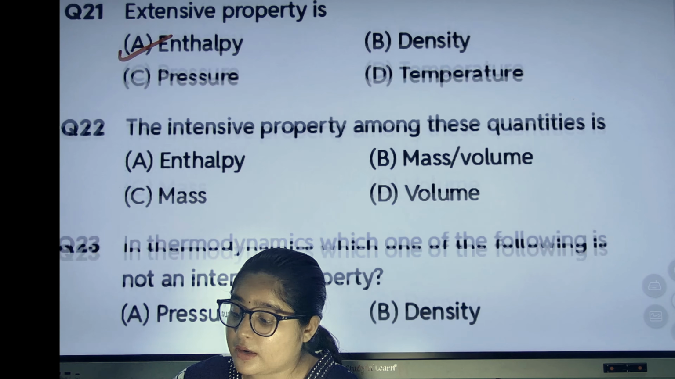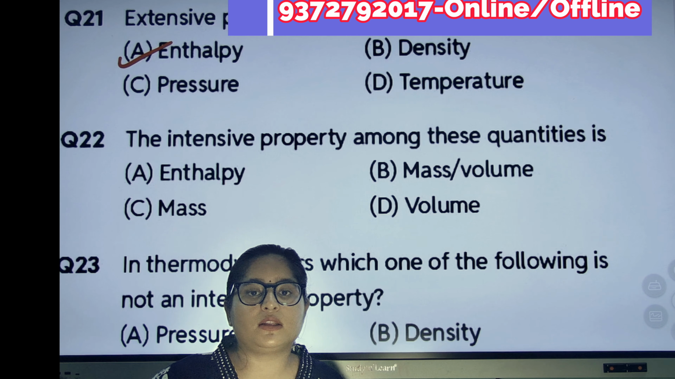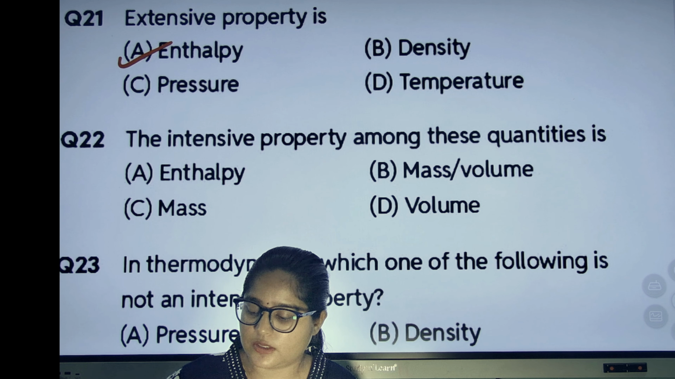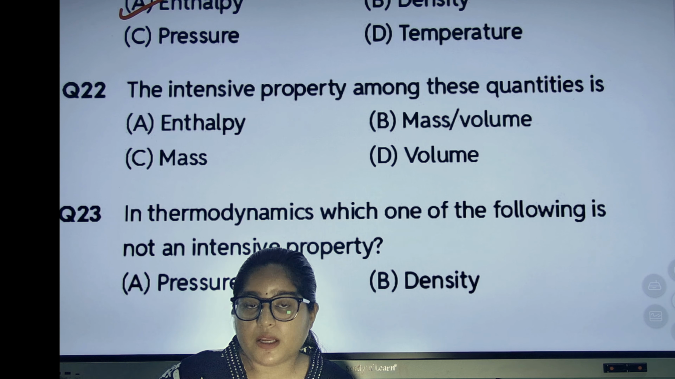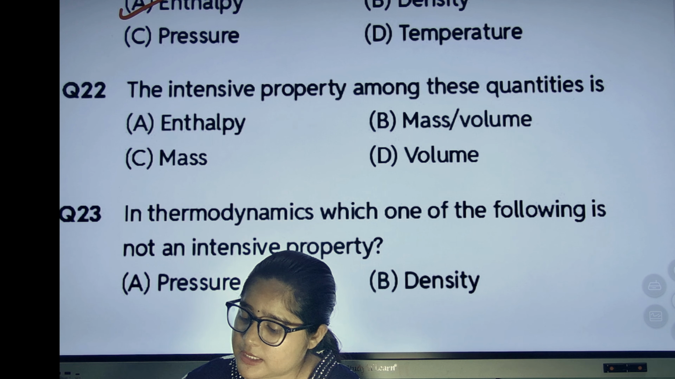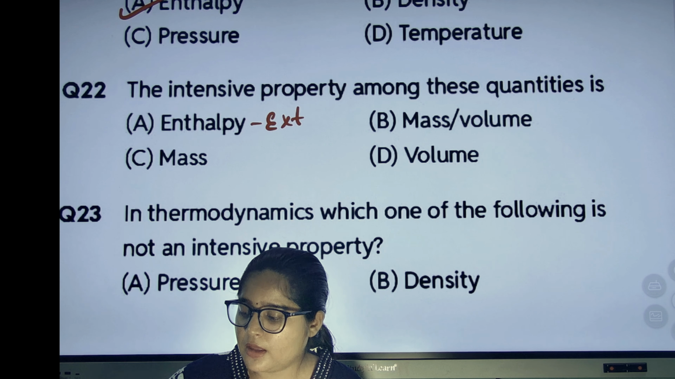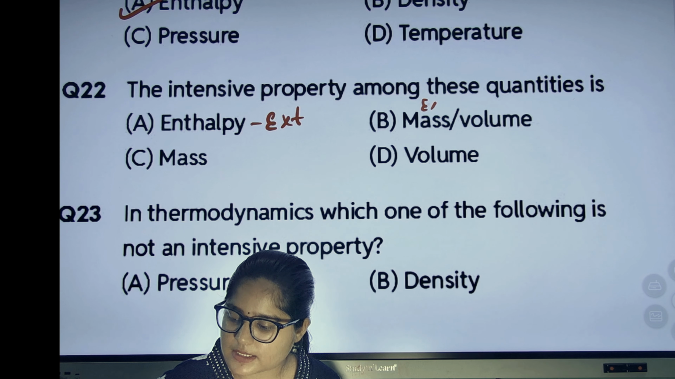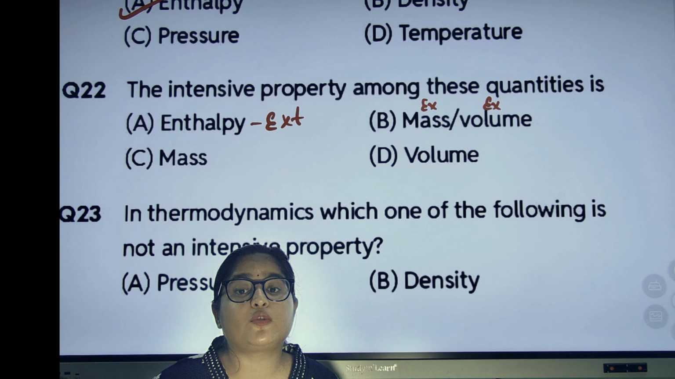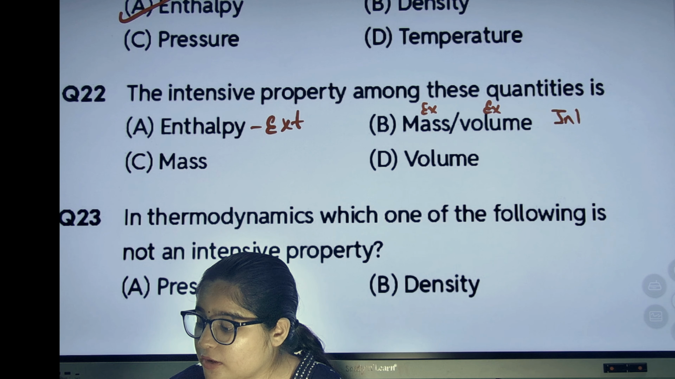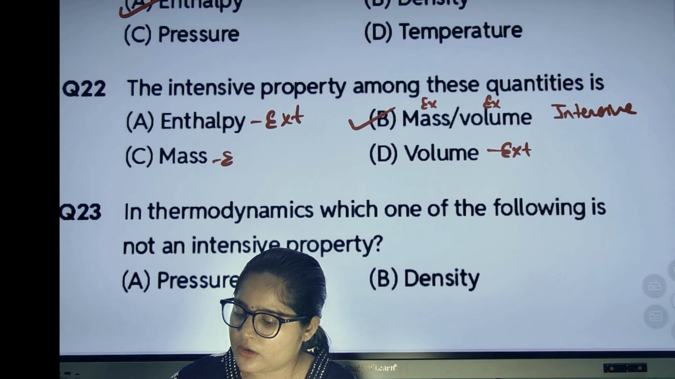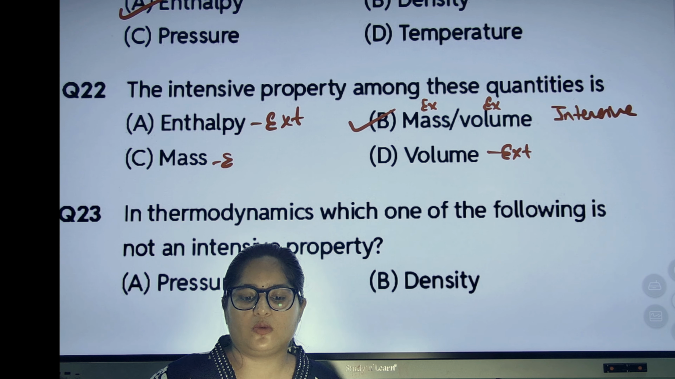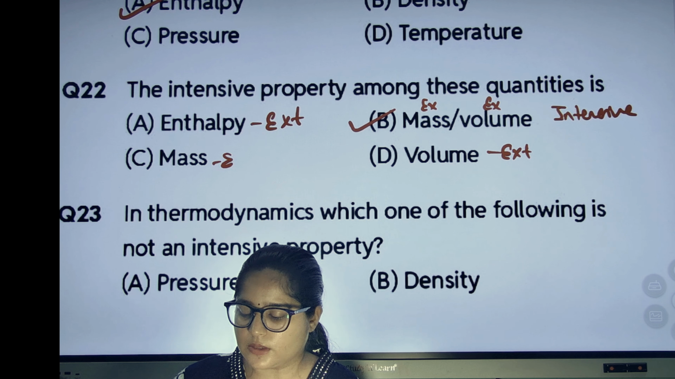Okay. Next, so with each and every question option, you are learning the examples also, which is intensive, which is extensive, right? Next, the intensive property among these quantities: enthalpy is energy. Energy is always extensive. Okay. Mass by volume. Mass is extensive and volume is also extensive. The ratio of two extensive properties is intensive. Means option number 2 is intensive. Mass extensive, volume extensive. Right? Okay. Now you can say the answer. Your voice will not be recorded. Okay. Try, give the answers.